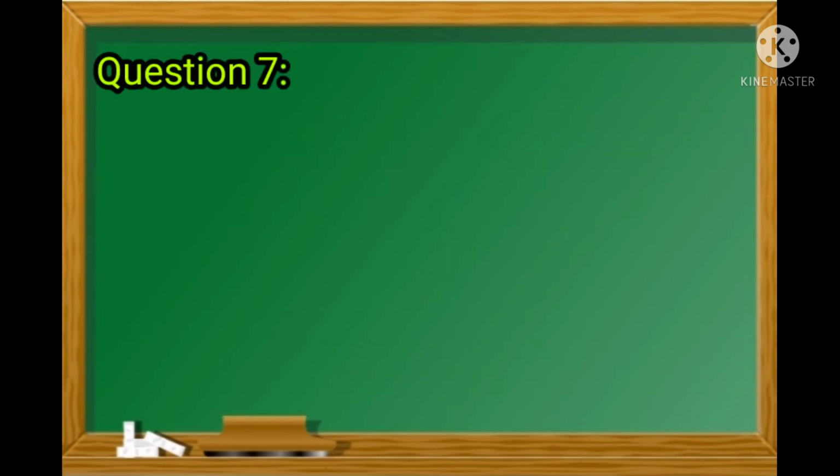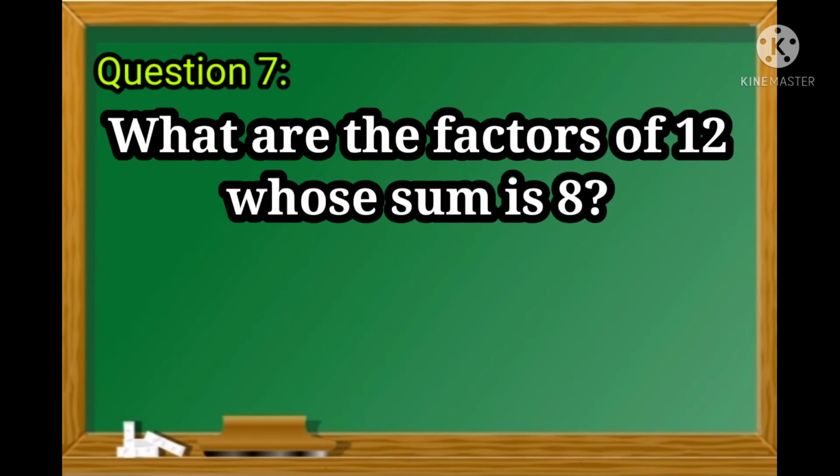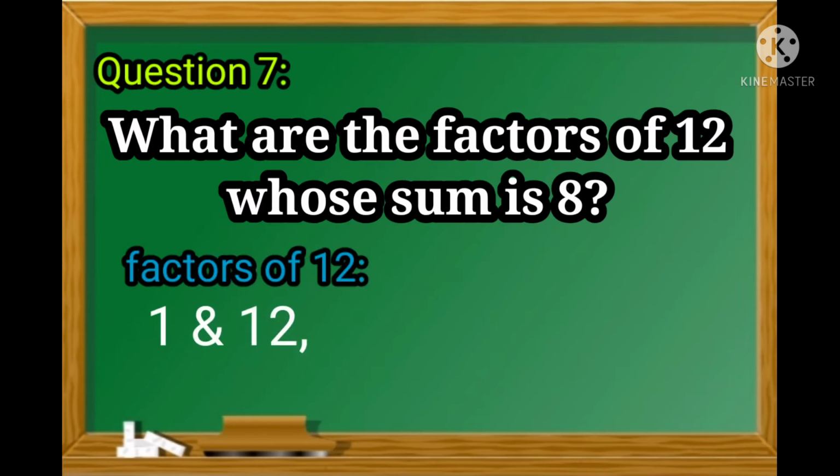Question number 7. What are the factors of 12 whose sum is 8? The possible factors of 12 are 1 and 12, 2 and 6, 3 and 4. Now, which of these three gives us a sum of 8? The answer is 2 and 6.